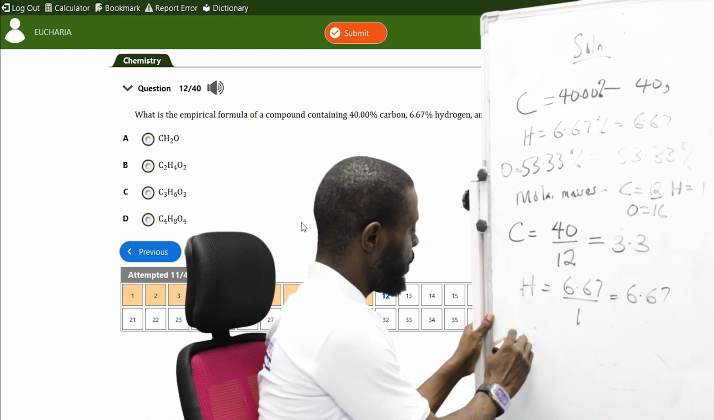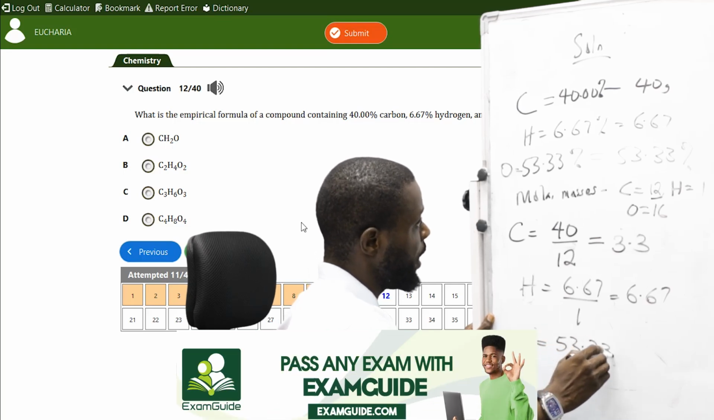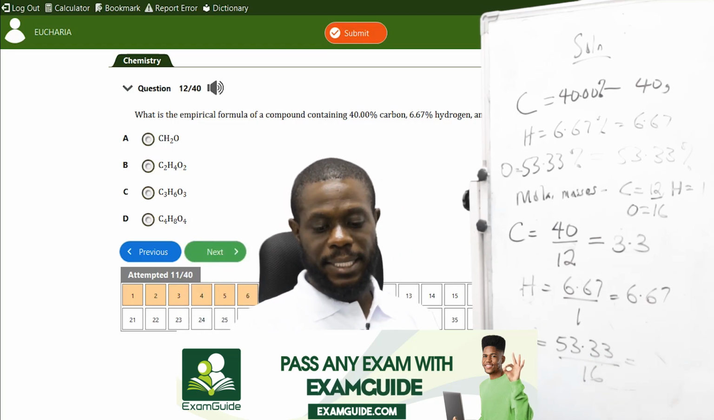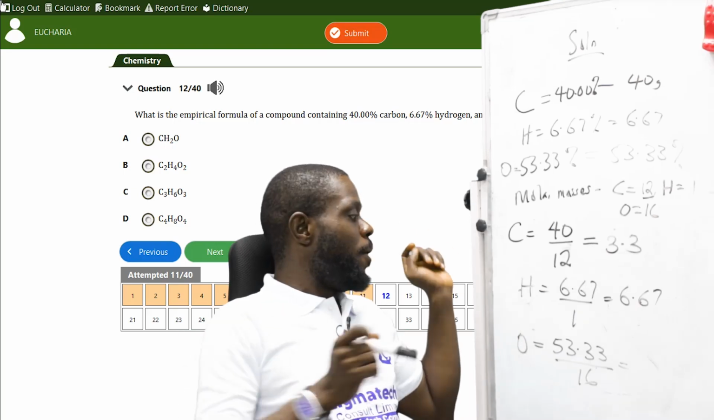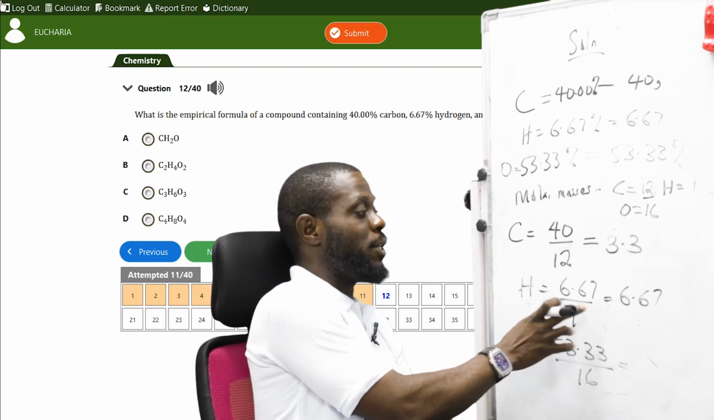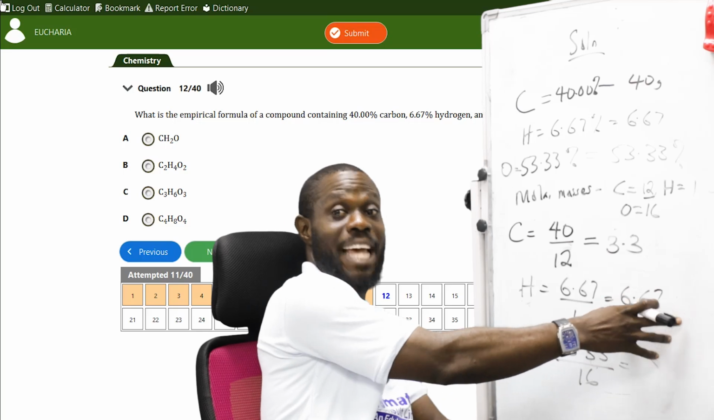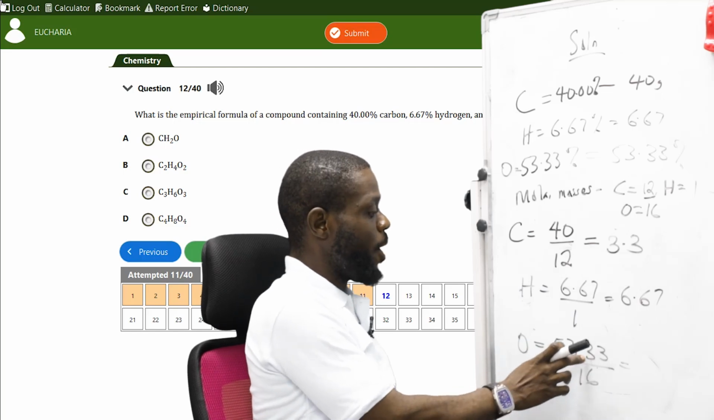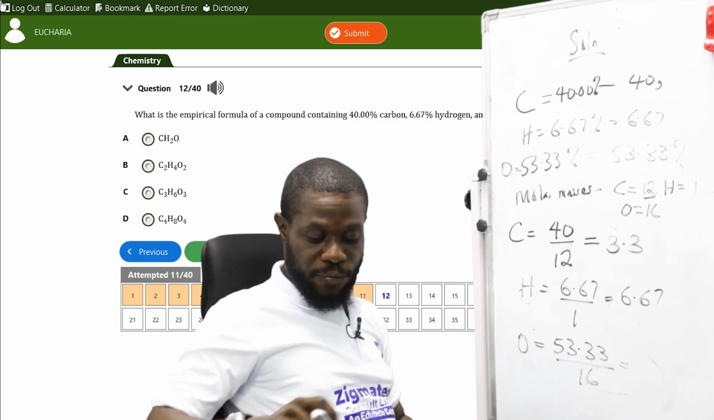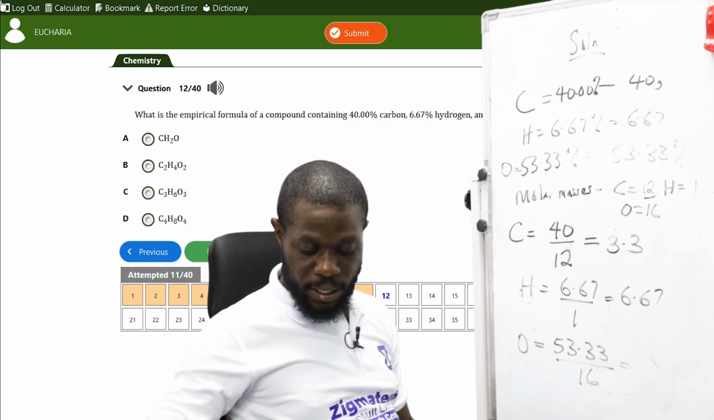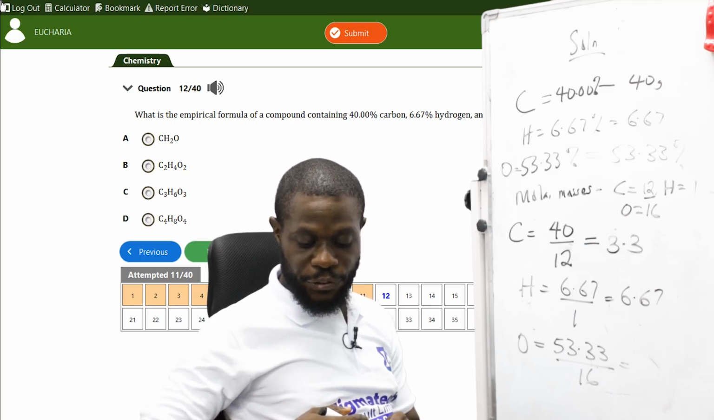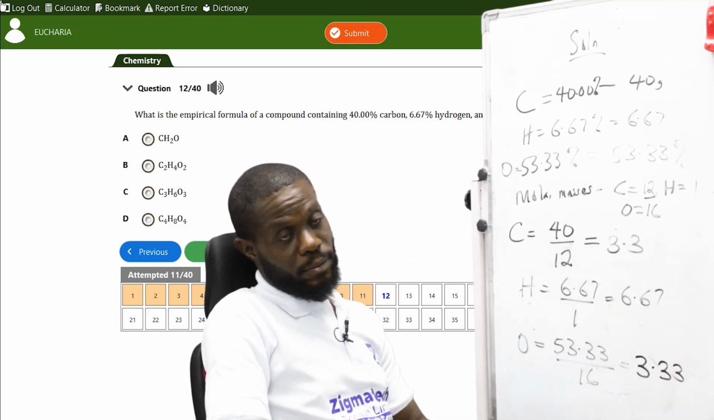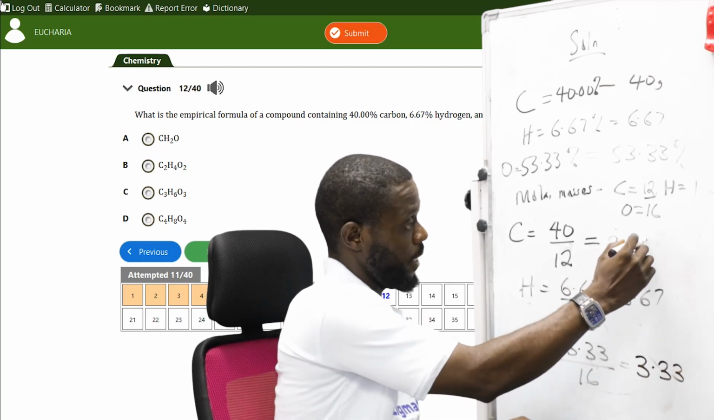Now the next one is oxygen. Oxygen is 53.33 divided by 16. We have done hydrogen: 6.67 over 1 is equal to 6.67. Anything divided by 1 in mathematics is itself. Now, oxygen is 53.33 divided by 16, which gives us 3.33.